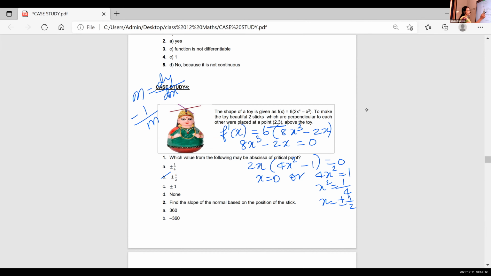So at the point 2, 3, f dash of x is already here, isn't it? You put x is 2. What is f dash of 2? 6 into 8 into 2 cube minus 2 into 2. So this one will give f dash of 2. This one will give the slope.